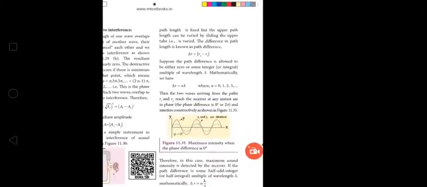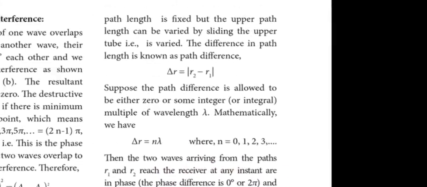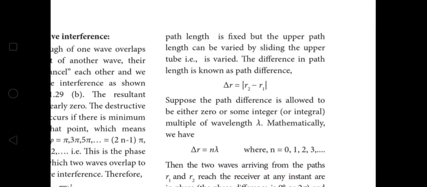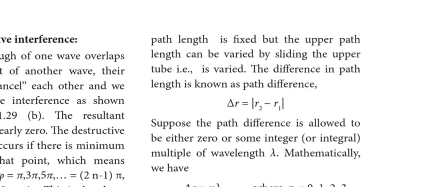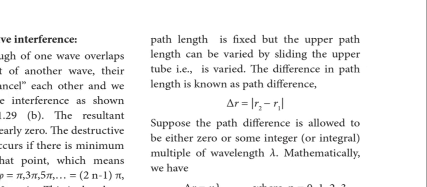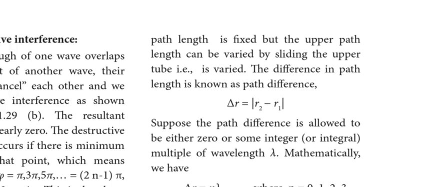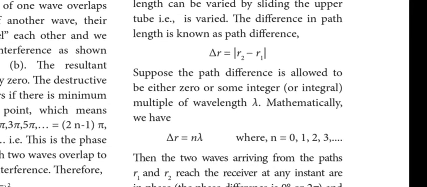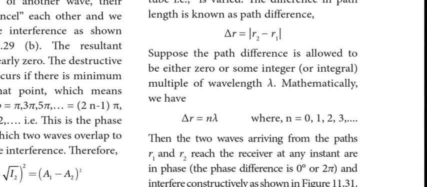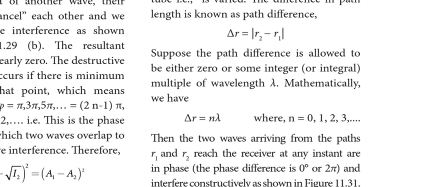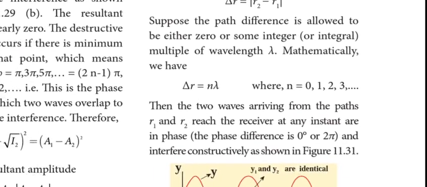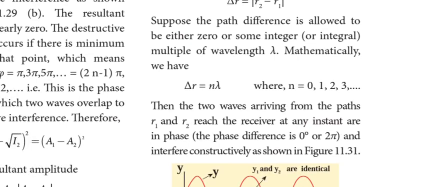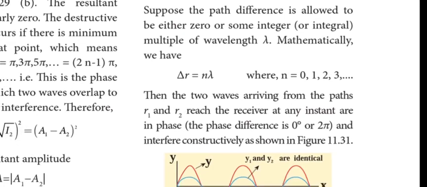So we notice that the lower path length will be fixed, but the upper path length can be varied by sliding the upper tube. That means the difference in the path length is known as the path difference. So delta R is equal to R2 minus R1. The path difference is allowed to be either 0 or some integer multiple of the wavelength lambda, mathematically given as delta R is equal to n lambda.